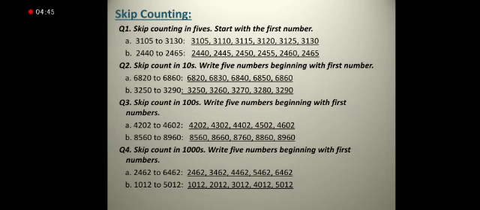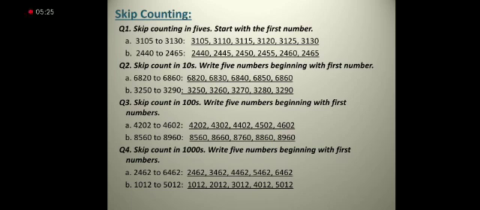Skip counting. Question number 1. Skip counting in 5. Start with the first number. Skip counting in 5 is counting every fifth number to get the next number. Part A. 3,105 to 3,130. 3,105, 3,110, 3,115, 3,120, 3,125, 3,130. Part B. 2,440 to 2,465.